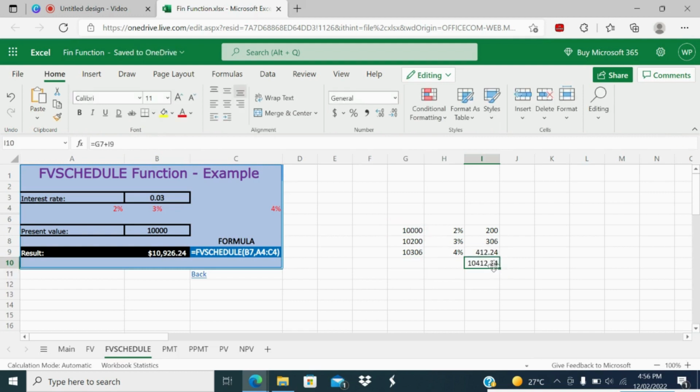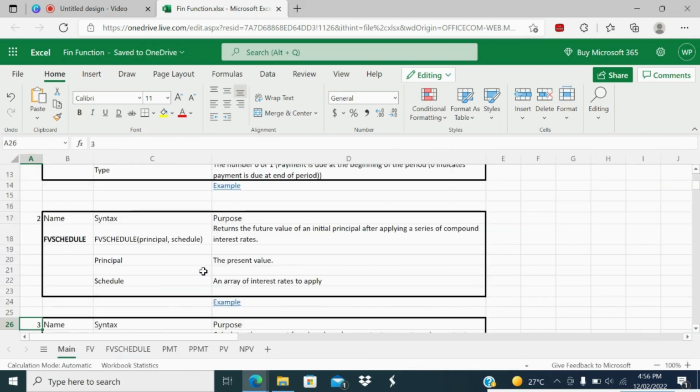Okay, now my investment, my result should be 10,009. Sorry, I need to add together 10,000 plus 200 plus 306 plus 412. So which is an approximate near to the answer. So this way FV schedule formula works. Next formula we have Pmt function.